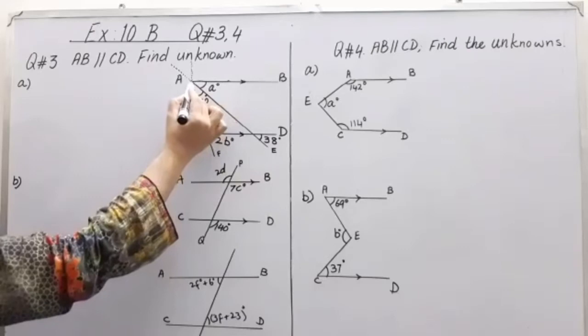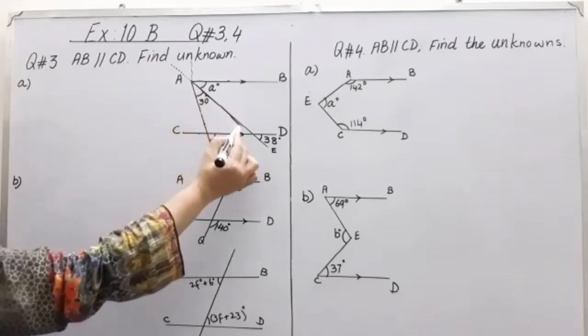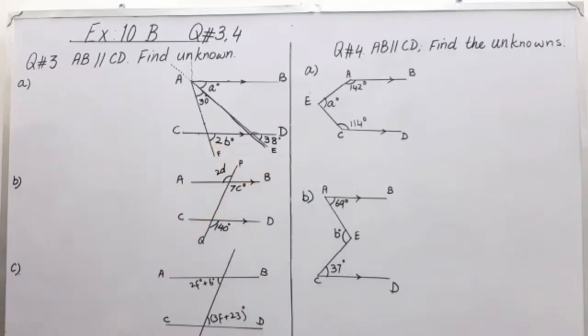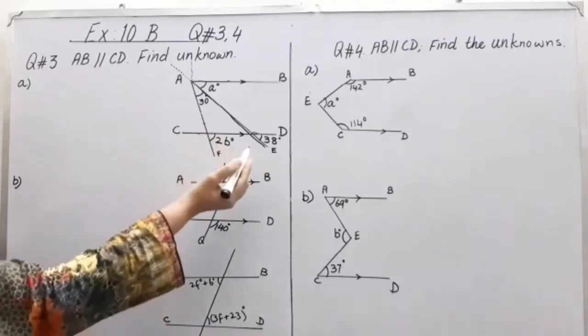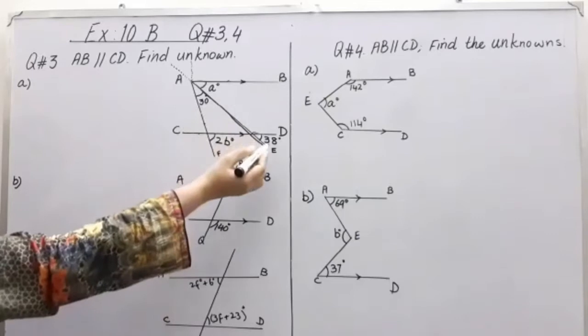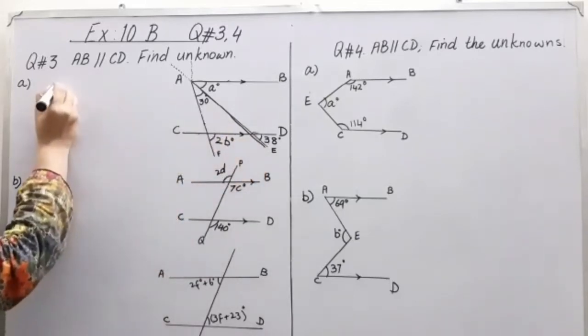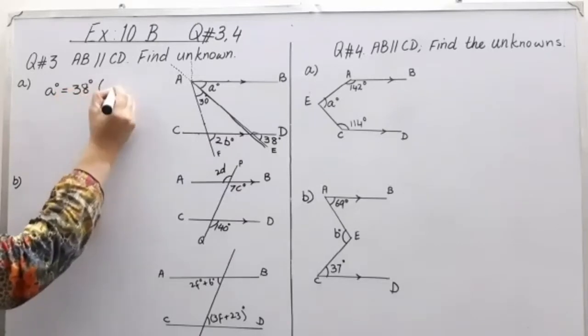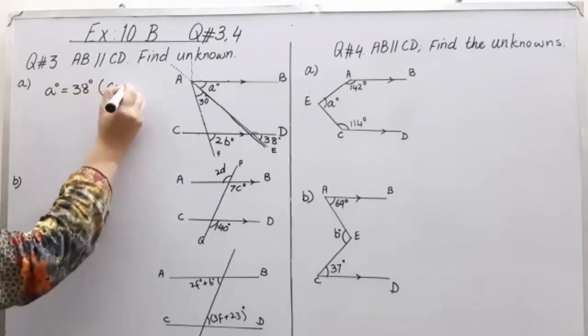So first we see what our A is. In this we see one F is here. When we find the F, as you know, there will be a corresponding angle. So A is equal to 38. The reason we give is they are corresponding angles.